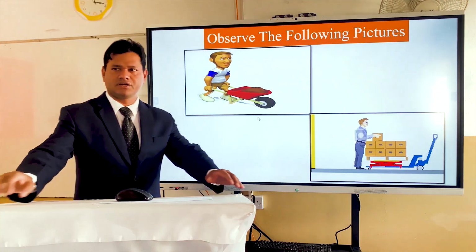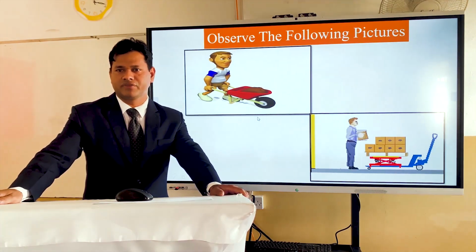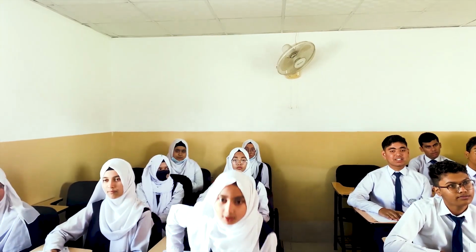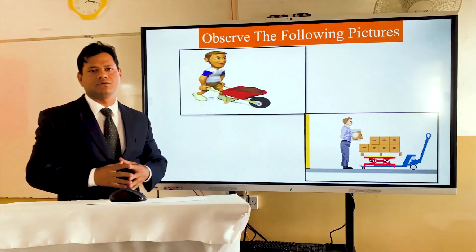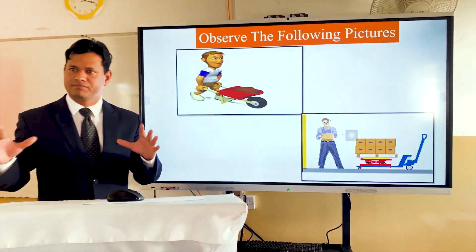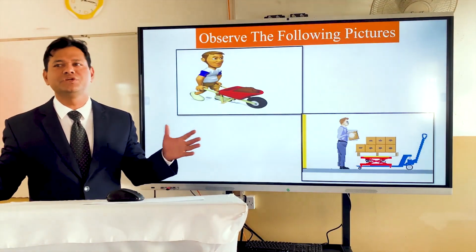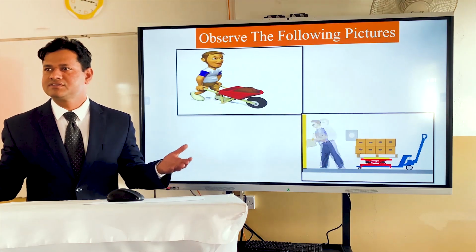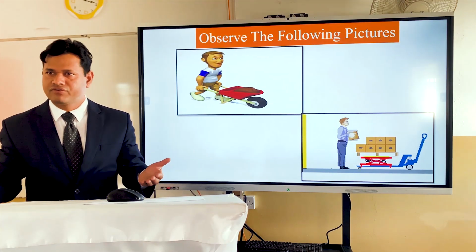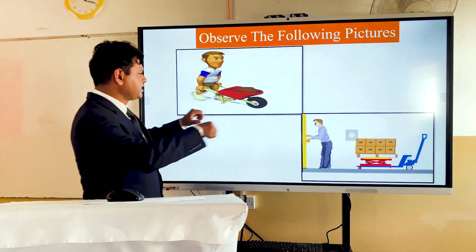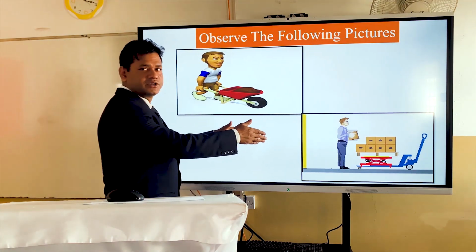So this is the next picture. Fakriya, can you tell me what you can see from this picture? The person is pulling the box. Okay, very good. The person is unloading the loads. So from these two pictures, what can we understand? Very simply, we can say they are doing work, is it not? Yes, sir. Thus, they are doing work. And for doing the work, what are they doing? They are applying force and also displacement is going on.